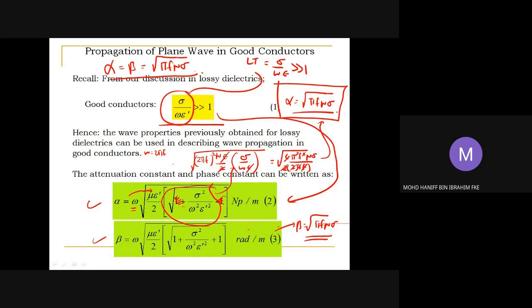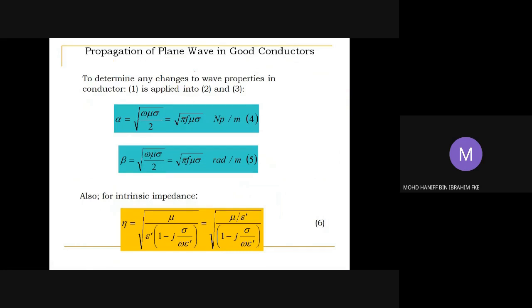This is what we discussed in the previous slide. It has been shown here that alpha and beta follow the same value, square root of pi f mu sigma. The same applies to the impedance. Equation number 6 is the impedance for the case of lossy medium, and we can obtain it in terms of the amplitude of the impedance and the phase of the impedance.